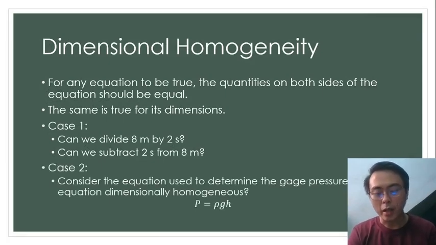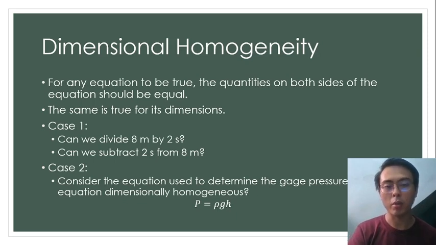This is an entry-level example for dimensional homogeneity. Consider the equation used to determine the gauge pressure. Let me acquaint you with this equation. Pressure is equal to rho, the density, times g, the acceleration due to gravity, times h, the height. The question is: is the equation dimensionally homogeneous?